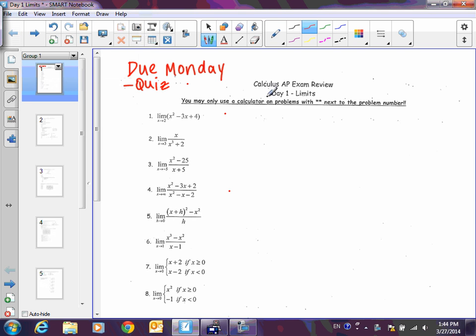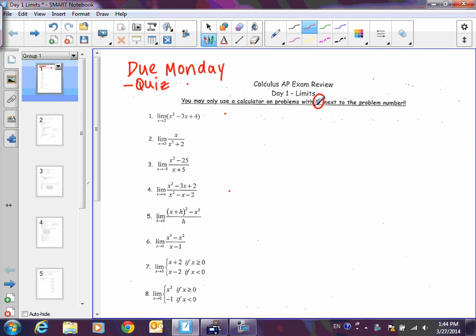So we're going to start limits today. And if you notice this, it tells you which problems you can and can't use a calculator. So if you want to go ahead and get your calculator out, there's some calculator work on this, but there's not a whole lot. This right here is how I'm going to tell you that we're going to use a calculator.